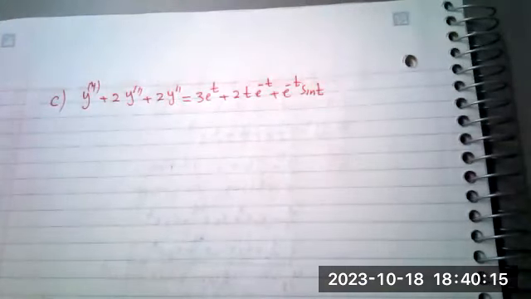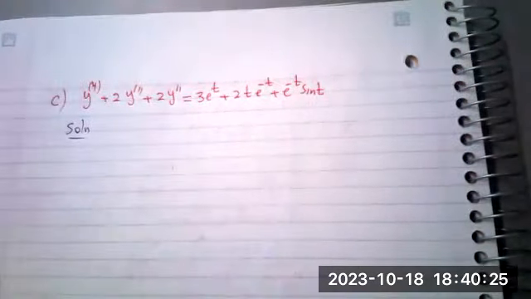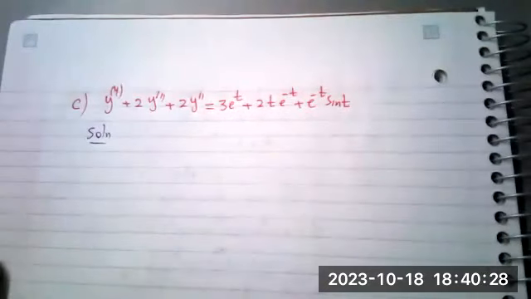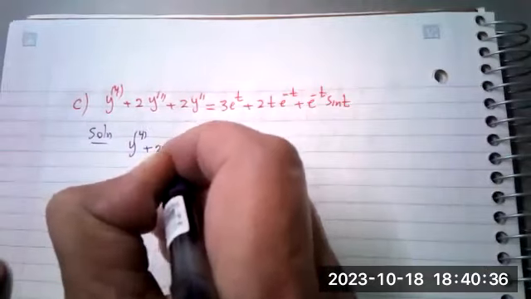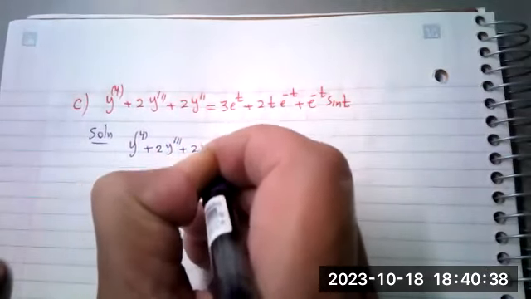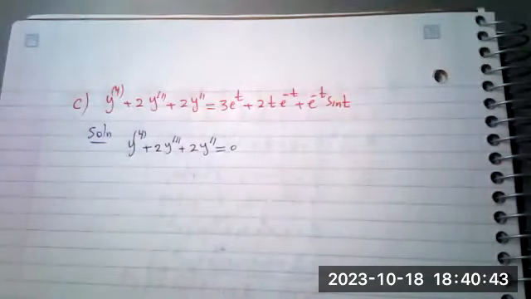Again, a combination of three functions. So check the homogeneous one to see what's going to be yc, then you come back and take care of it. So the solution to the homogeneous one: y to the 4 plus 2y triple prime plus 2y double prime equal to 0. So that gives you the result.